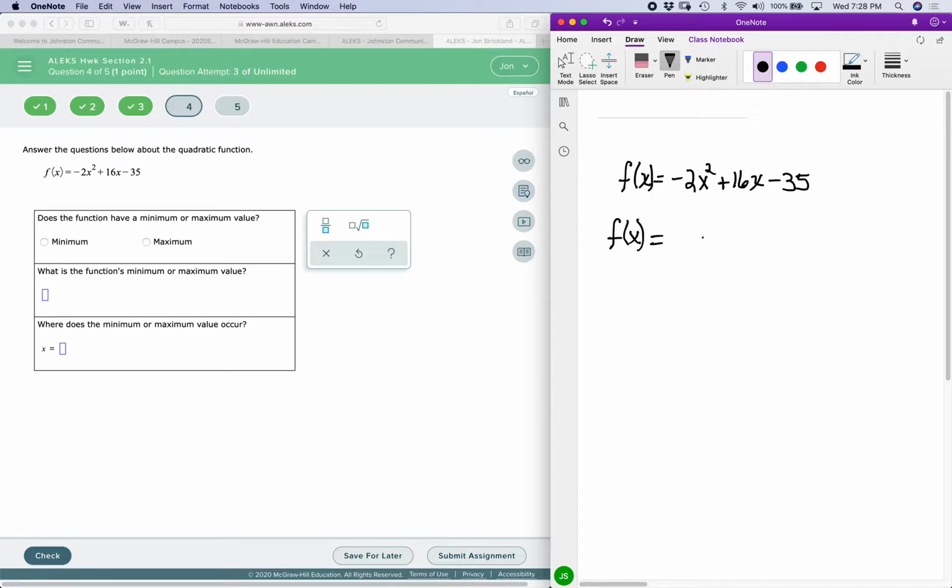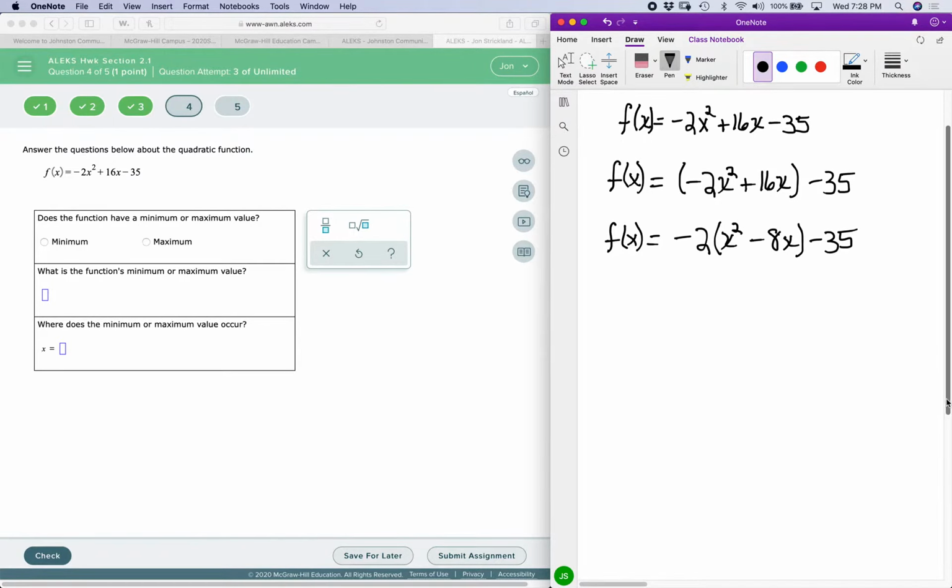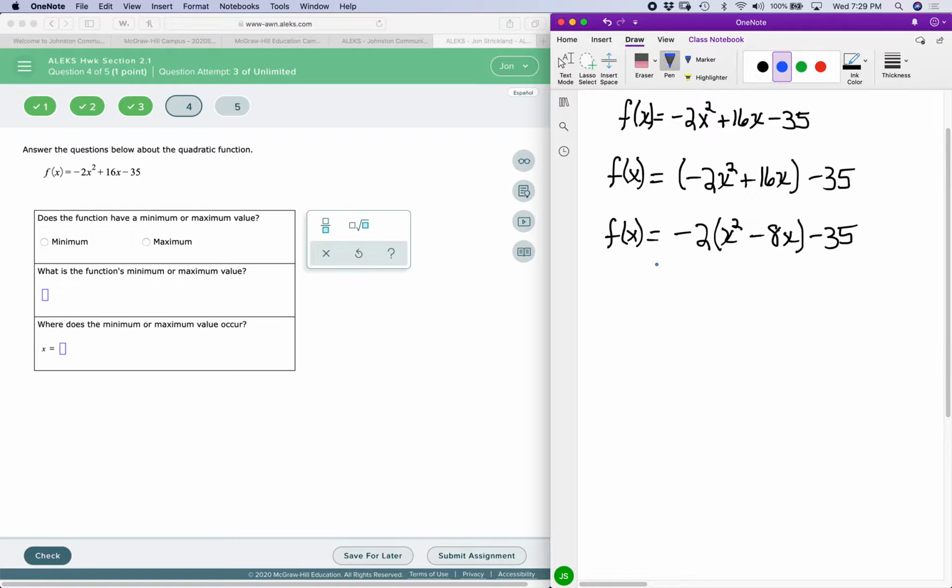So, starting out, I separate the variable terms apart from the constant, so I have the quantity of negative 2x squared plus 16x, followed by the subtraction of 35. And in the parentheses, I want the first term to be x squared, so I'm going to factor out the negative 2. Negative 2 into negative 2x squared is x squared. Negative 2 into 16x is minus 8x. Again, we have followed by the subtraction of 35.